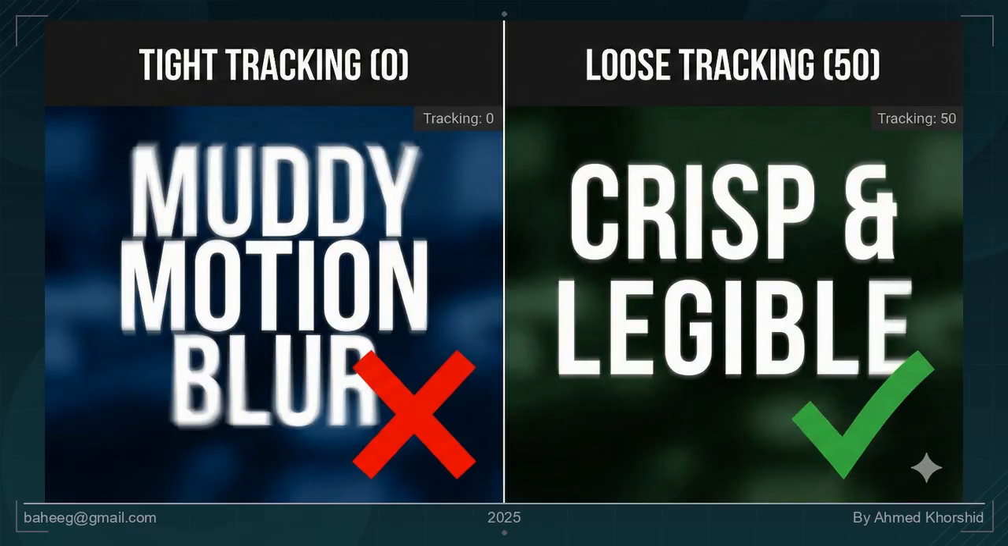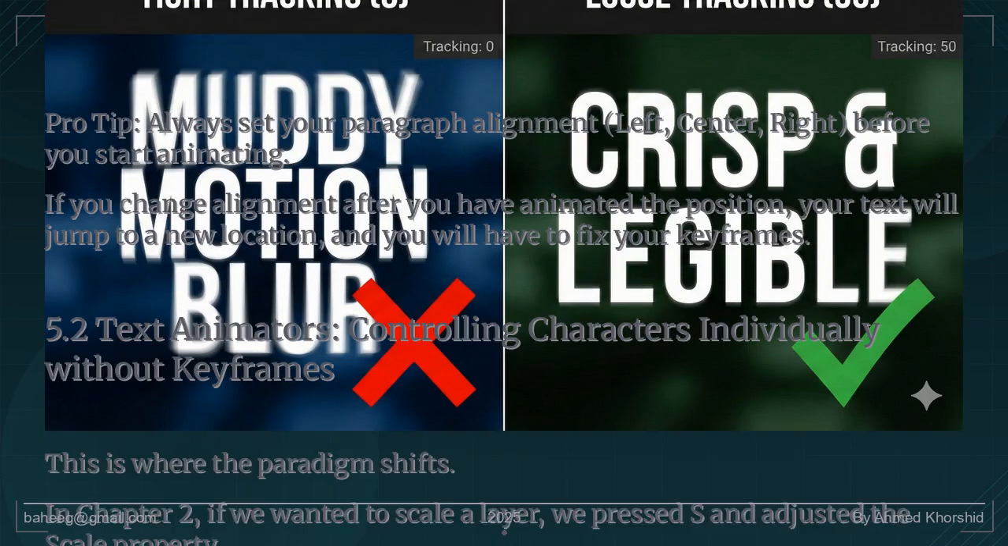Figure, split screen comparison graphic. The left side shows text with tight tracking, 0 value, appearing muddy with motion blur applied. The right side shows text with loose tracking, 50 value, looking crisp and legible with the same motion blur. Green check mark on the right, red X on the left.